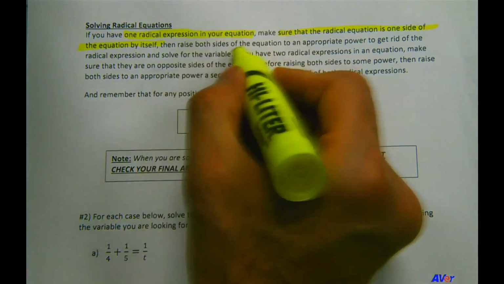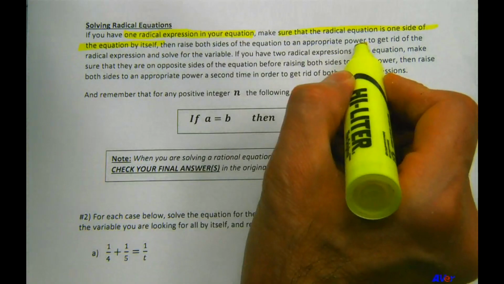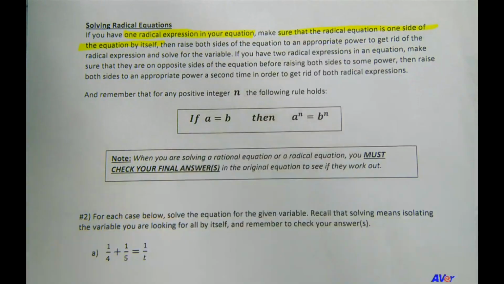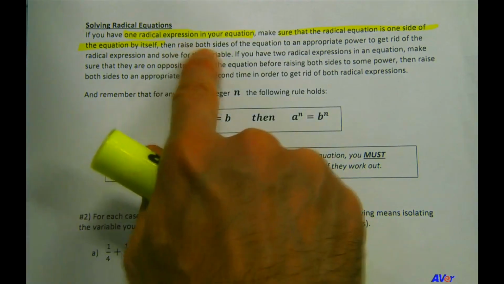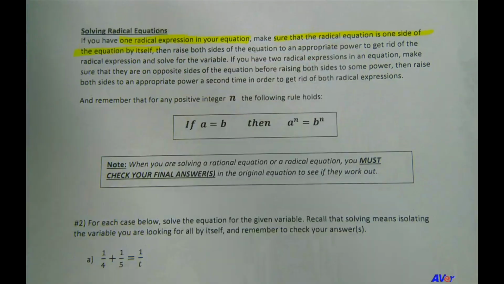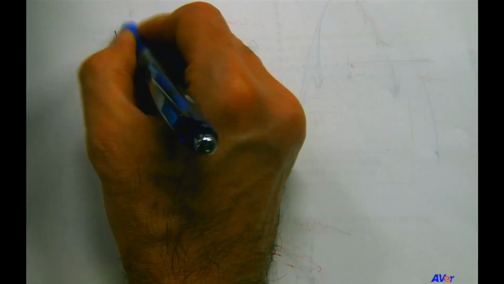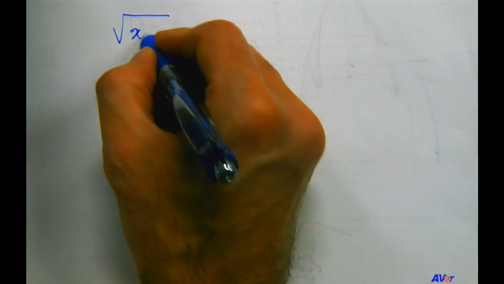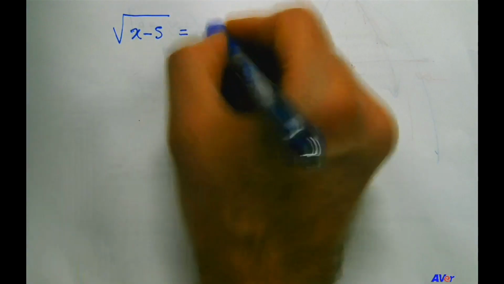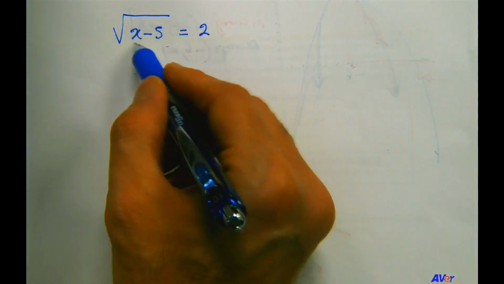Then raise both sides of the equation to an appropriate power. The appropriate power is whatever the root is, or the index of the radical expression, whatever that is. What does that mean? Let me explain that. Suppose we have a radical equation like this: square root of x minus 5 equals 2, right? Suppose we have to solve this equation for x.